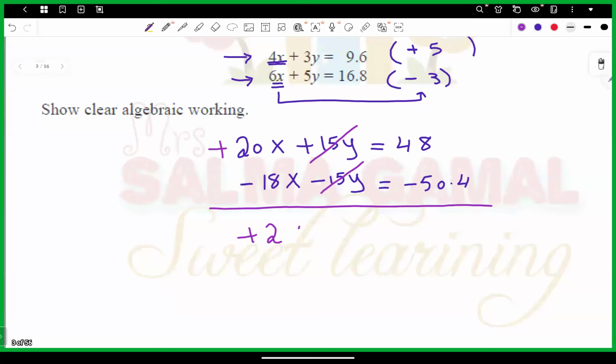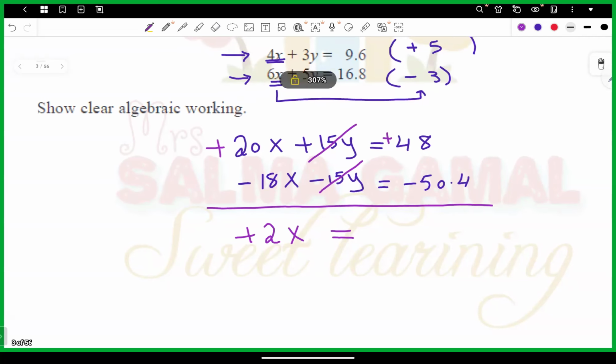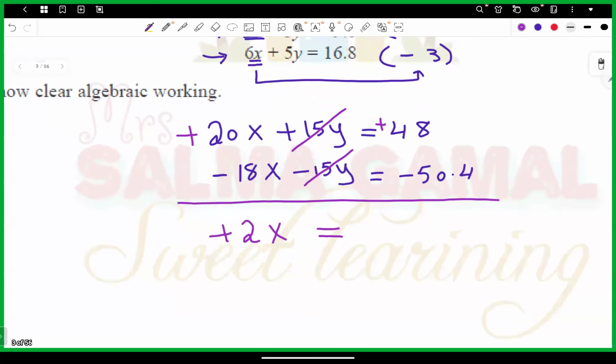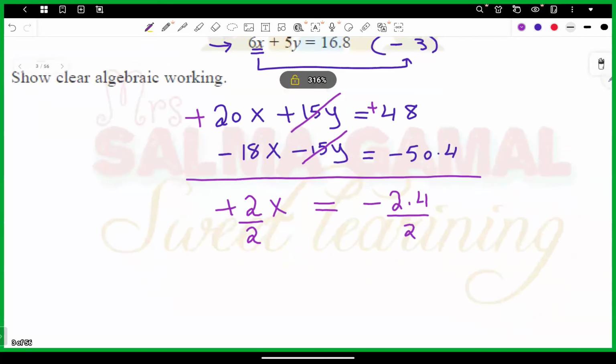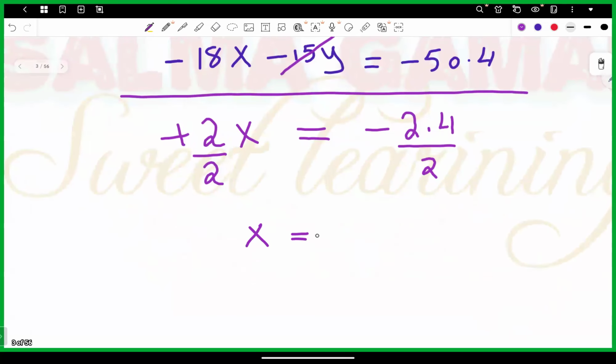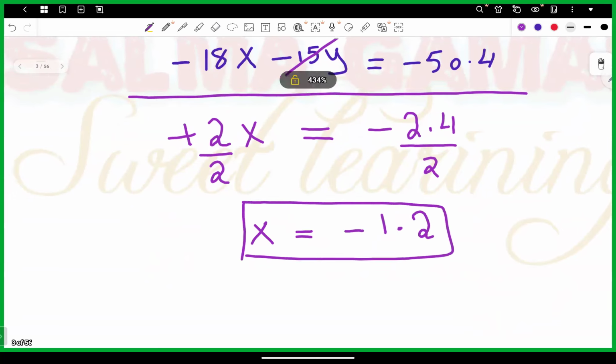Positive 2x equals positive 48 minus 50.4. 48 minus 50.4 equals minus 2.4, and then divide by 2 on both sides. This is very easy. 2 divided by 2 is 1, and 2.4 divided by 2 is 1.2. So this is minus 1.2. This is the value of x.